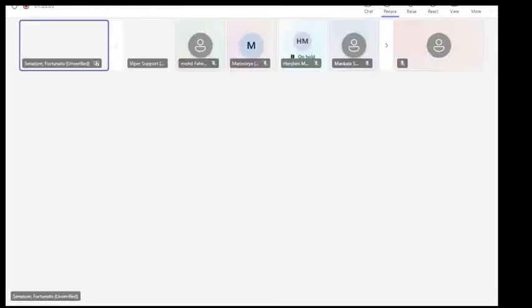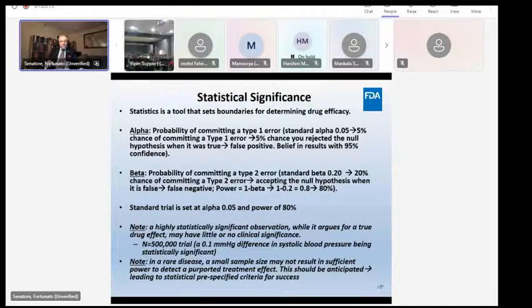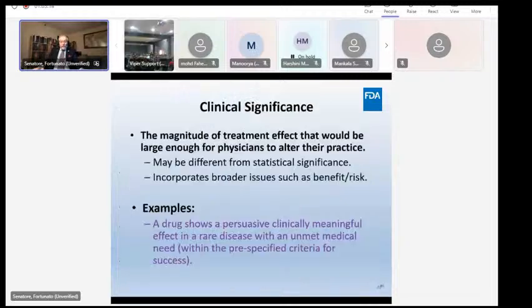You're going to get a statistically significant difference of 1 millimeter of mercury, but it has no clinical relevance whatsoever. So there has to be a combination of statistical significance and clinical relevance. Clinical significance is the magnitude of a treatment effect that would convince many doctors to alter their practice. This is different from statistical significance, and it incorporates a broader issue of benefit risk.